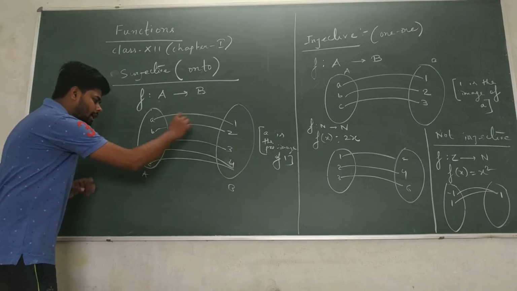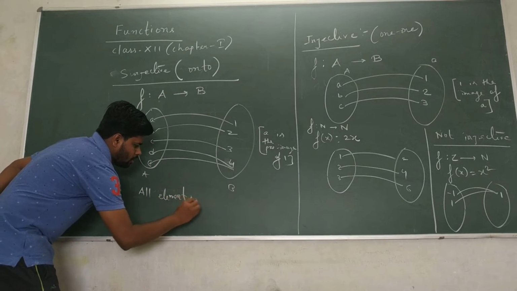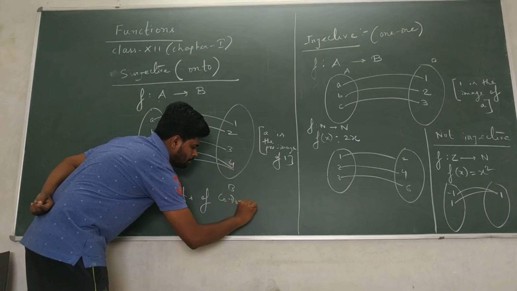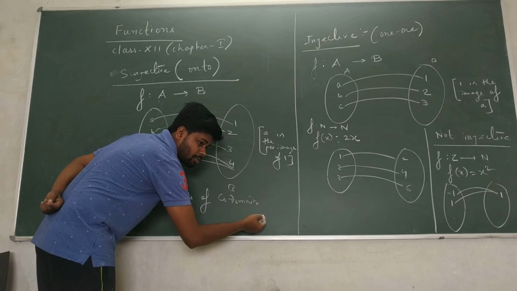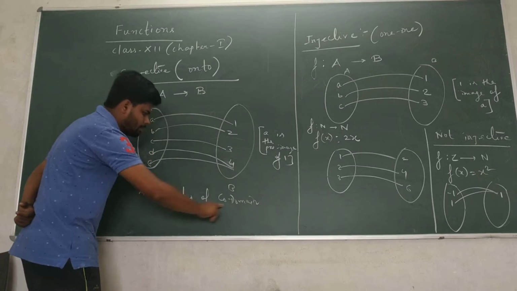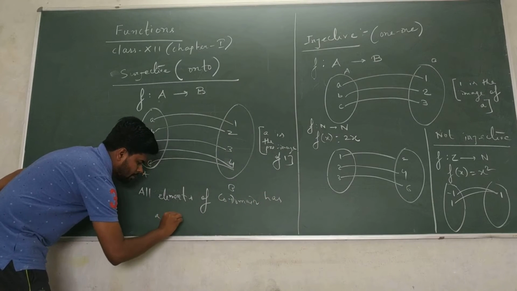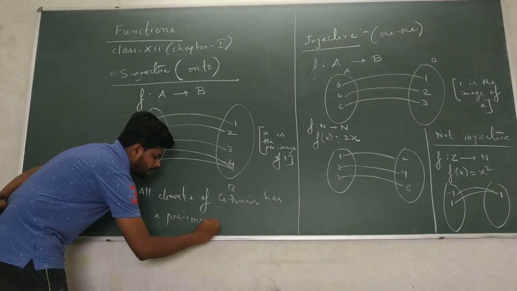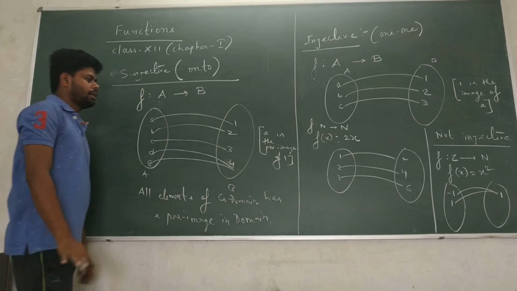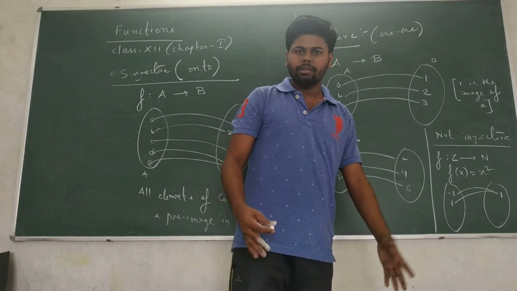Correct? So all the elements of the codomain, I can say the range, because here codomain and range will be the same according to class 11, all elements of the codomain have a pre-image in the domain set. Correct? Now let us take some examples which are surjective.